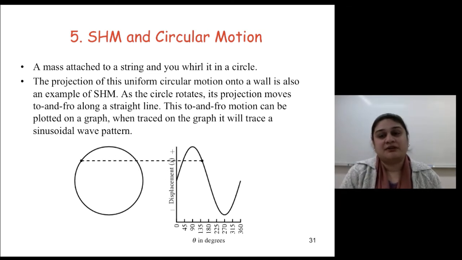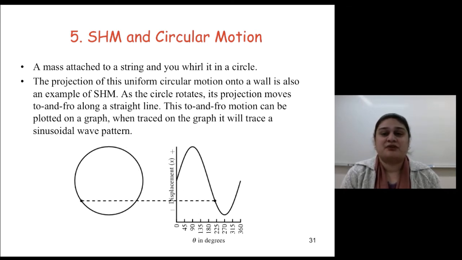As the circle rotates, its projections move to and fro along a straight line, and this to and fro motion can be plotted onto a graph. When traced on the graph, it will be a sinusoidal wave pattern, implying that this is simple harmonic motion.